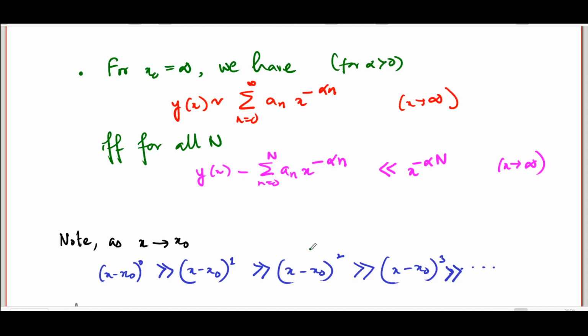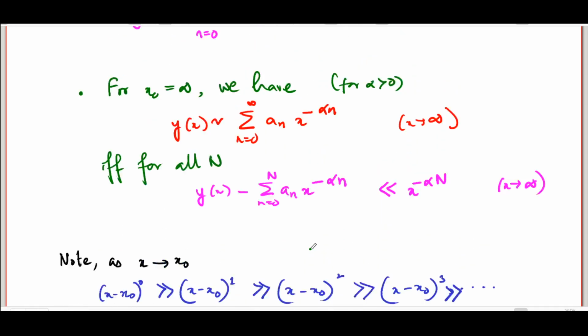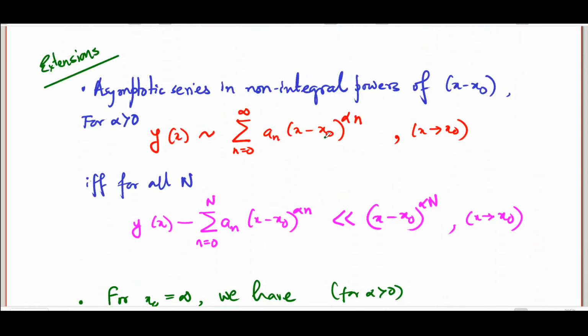So when you're expanding out a function in an asymptotic series in powers of x minus x0, you are actually doing this in a sequence of functions of x minus x0 to the power something, which are successively negligible in comparison to the previous ones. And that is what you have done for all of these cases as well. X minus x0 to the power alpha into 0, x minus x0 to the power alpha into 1, x minus x0 to the power alpha into 2, and so on. For positive alpha, these are successively negligible functions as x approaches x0.